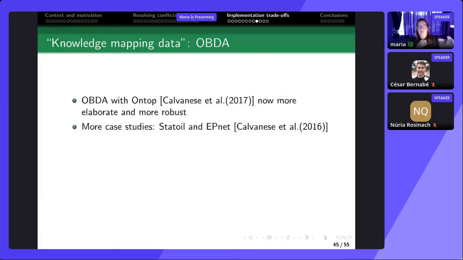So the thing is, with this OBDA, currently it works even better. They have been working on it in the last few years. It's more elaborate and more robust. If you're interested in it, I would say have a look at the paper by Calvanese on EPNet. It's a nice entry paper into the topic. And it's a nice topic about food in the Mediterranean. If you're interested, people do research in that.